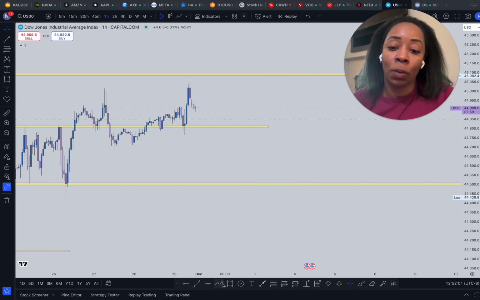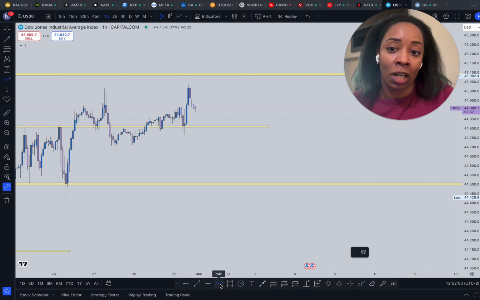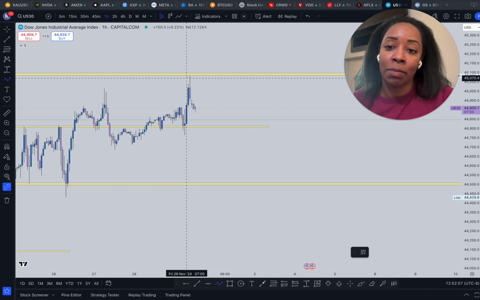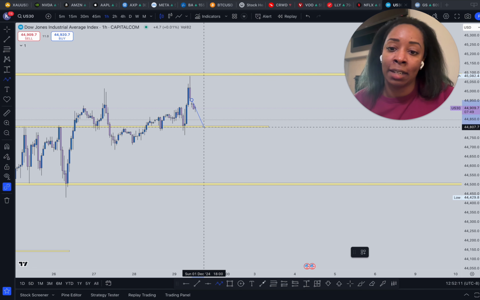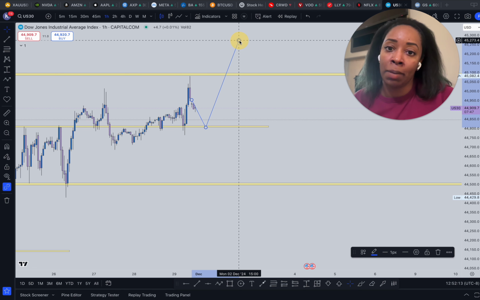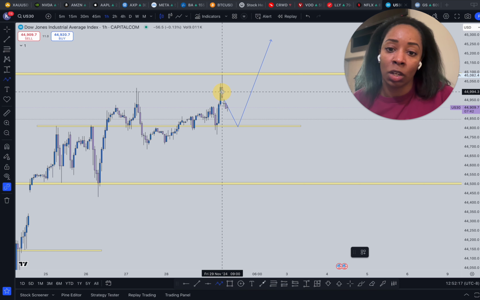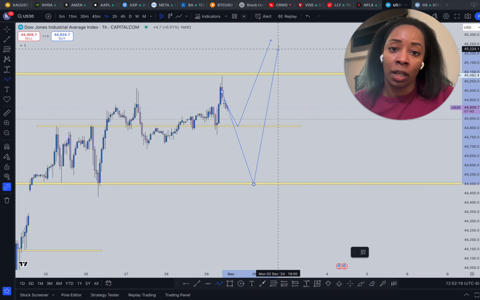Now we are at the point inside of the video where I'm going to talk about my game plan for the upcoming week. And the obvious thing for me is we had a high right here. Price could come down to this level and then continue to push up and make new highs. Or we could also see a deeper retracement from here and push up.